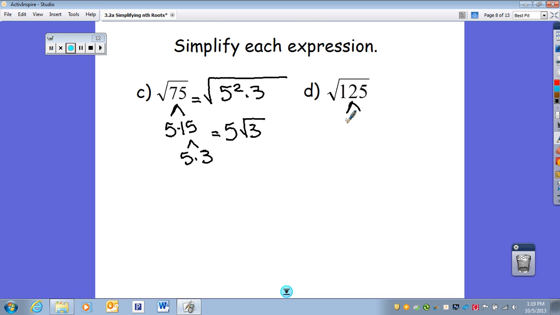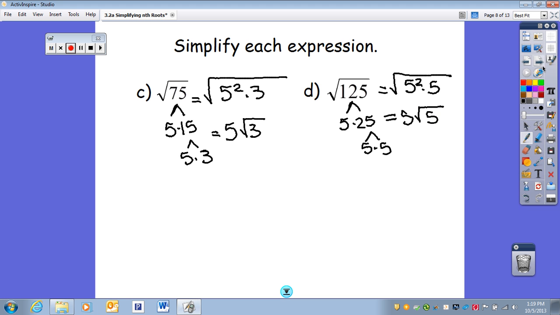Simplifying the square root of 125, we know 5 can go into here 25 times, and then we have 25, the two factors will be 5 times 5. So when we rewrite our radical with factor pairs, we have 5 squared times 5. A square root and a square are opposite operations, so we know that they cancel each other, and so we have 5, and the 5 stays under the radical. So we have 5 square roots of 5.